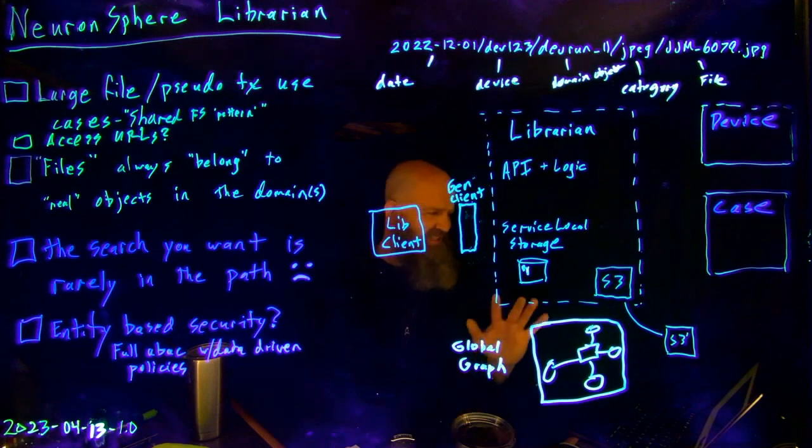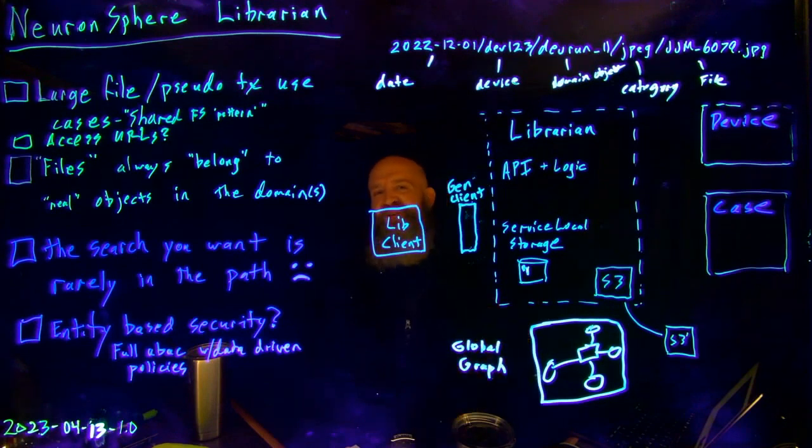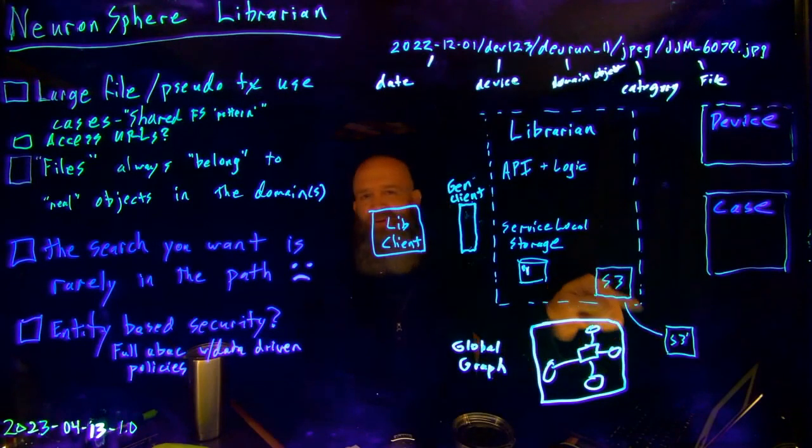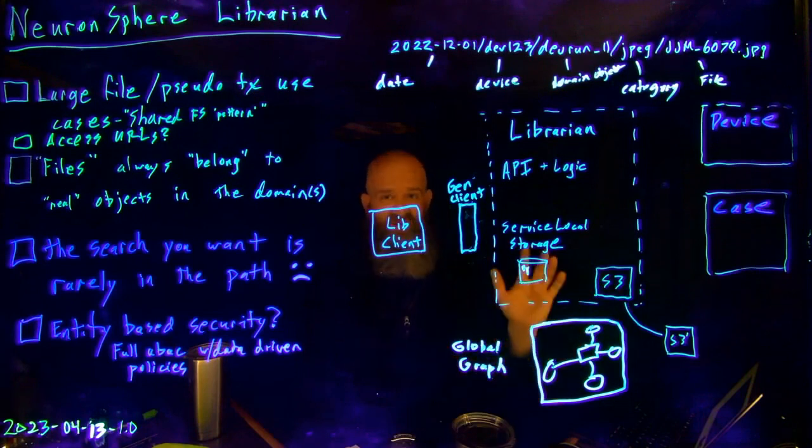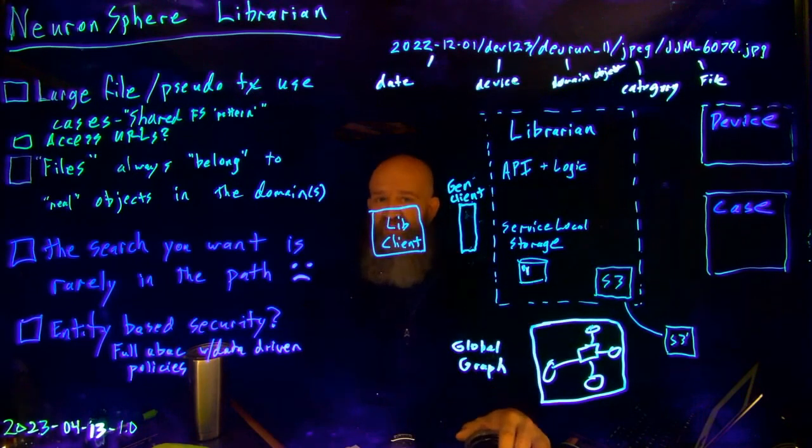The title of this is, the NeuronSphere Librarian, better than S3. I mean, kind of a marketing hook, right? Like there's an S3 bucket right in the middle of this thing. We're definitely going to use S3. But I want to talk about some of the challenges that I found with using S3.